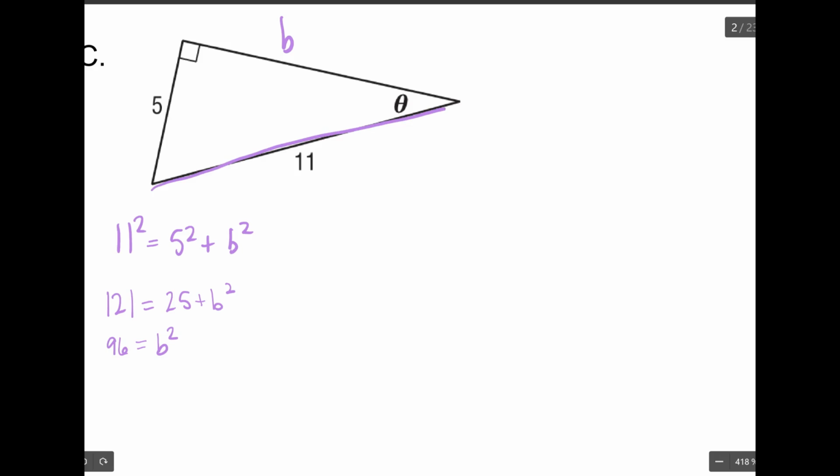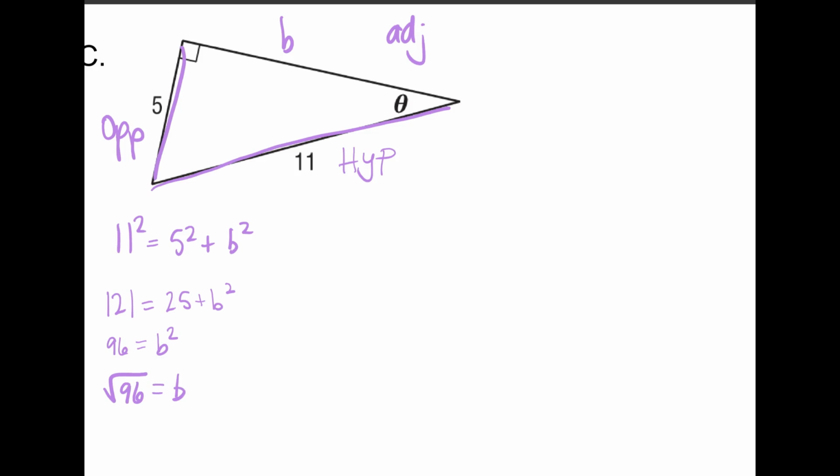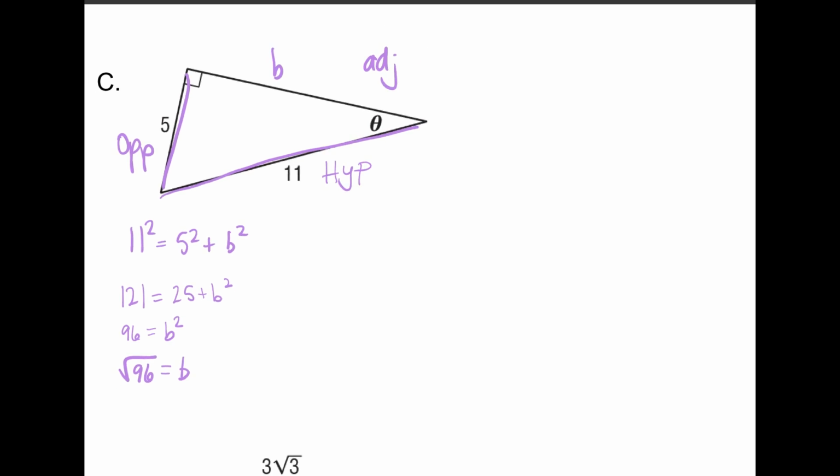So this one, I see the hypotenuse is 11. The opposite side is 5, but I don't know what my adjacent side is. So I have to use Pythagorean theorem. A squared plus B squared equals C squared. So I'm going through and I find, okay, 96 is equal to my adjacent side squared. So if I take square root of 96, that's my side. Can I simplify this radical anymore? I'd like you to keep it in radical form.